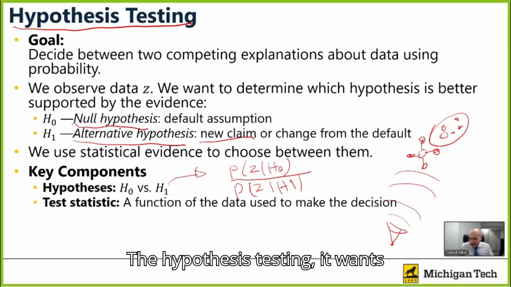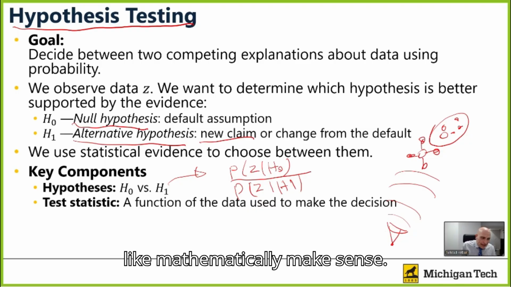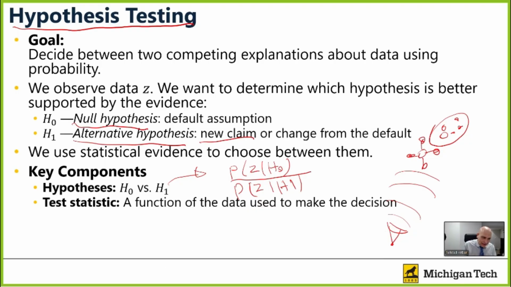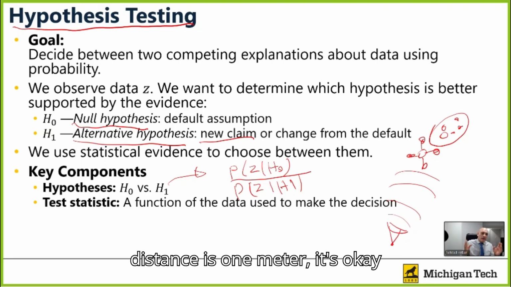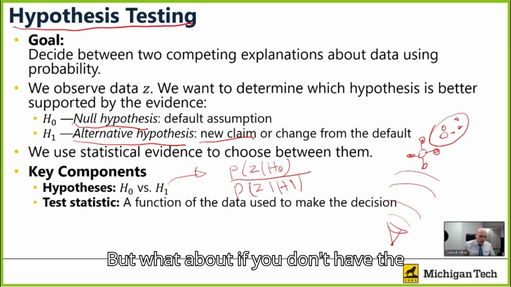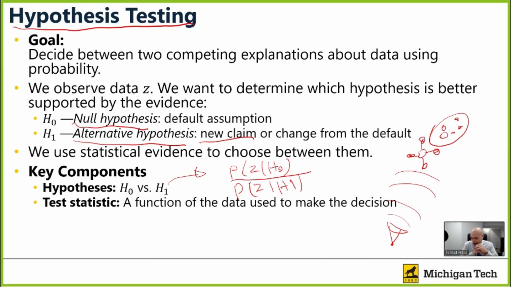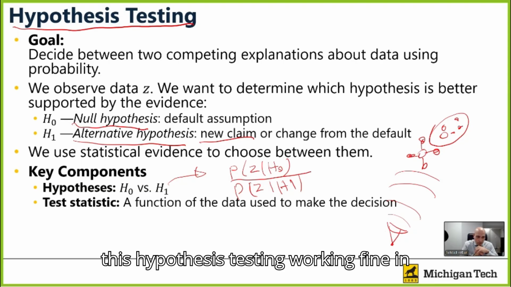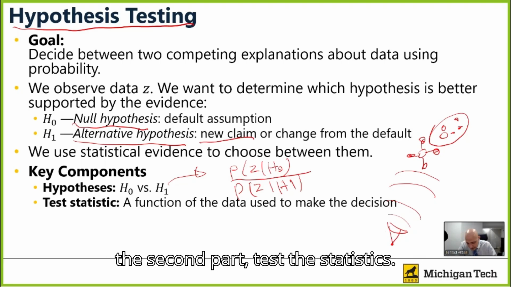The hypothesis testing wants to make this decision making more mathematically sensible. Previously we said, okay, if the distance is 1 meter, it's okay to consider it as a target. If it's more than 1 meter, it's an outlier. But what if we don't have the meter at all? That's why this hypothesis testing works fine in this kind of decision making. So that was the second part, test the statistics.